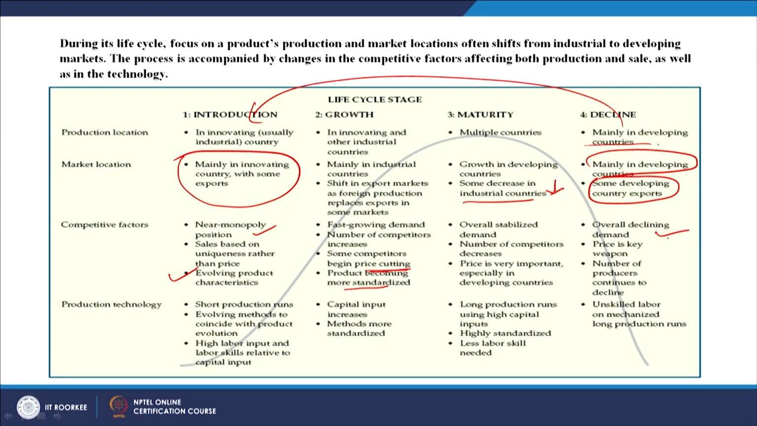Finally, if you come to the decline stage, overall decline starts, price is the key weapon, the number of producers continues to decline, right. So, these are some of the characteristics in the decline stage.